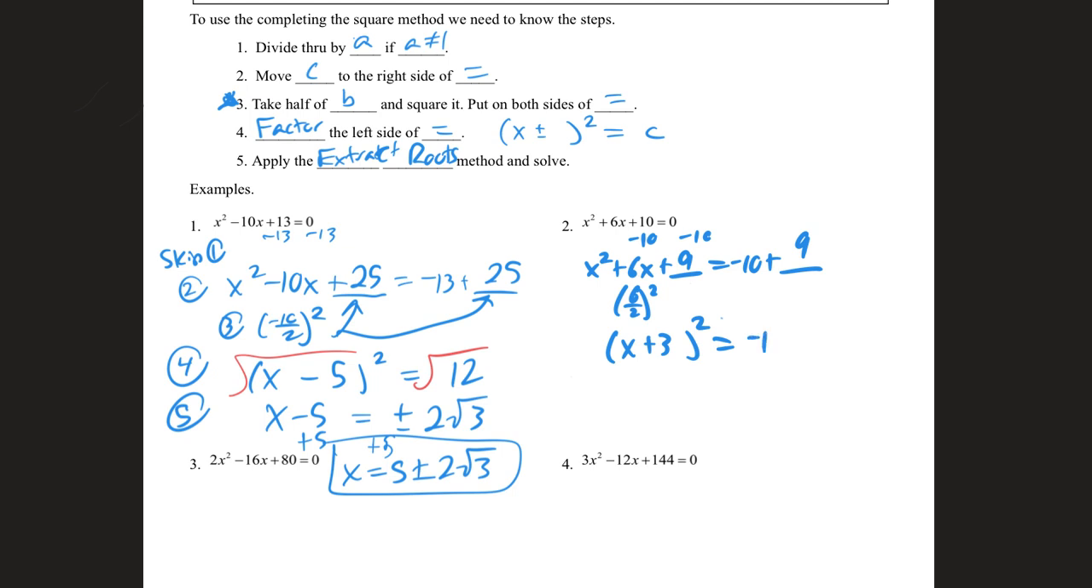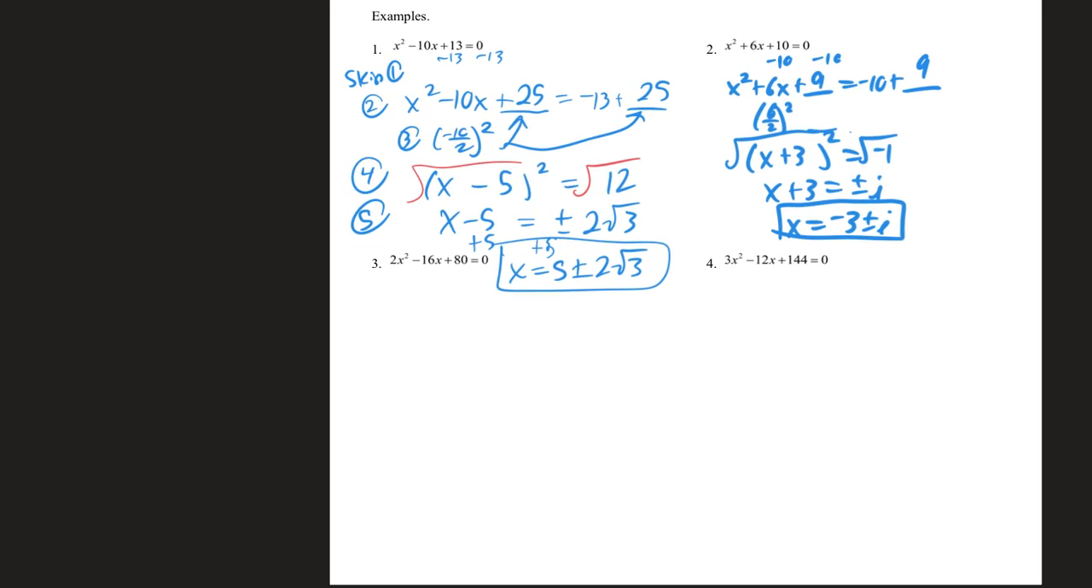I can take the square root of both sides to solve by extracting square roots. So I have x plus 3 is equal to plus or minus the square root of negative 1, which we learned was just equal to i. And then solve for x by subtracting 3. So I get negative 3 plus or minus i is my final answer.